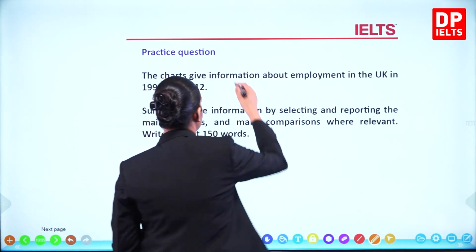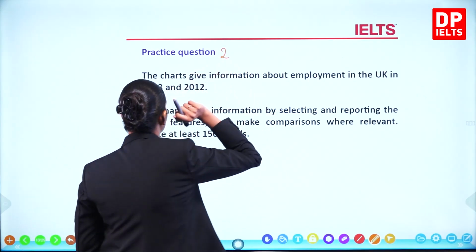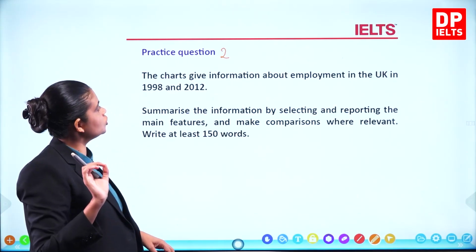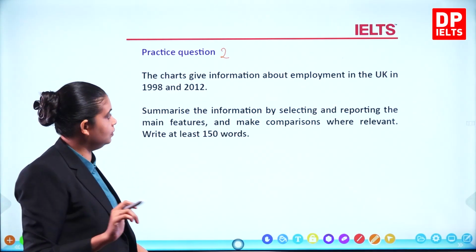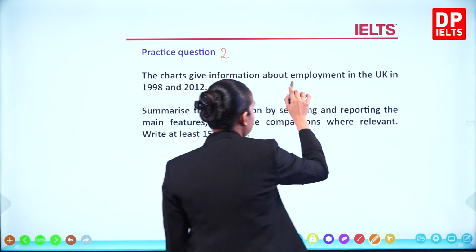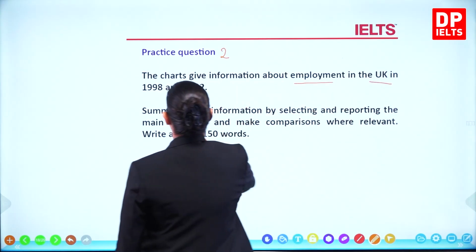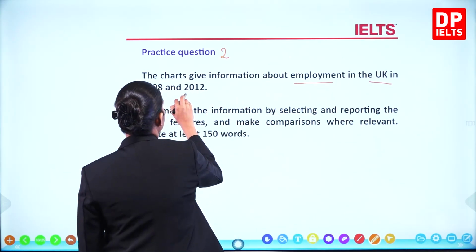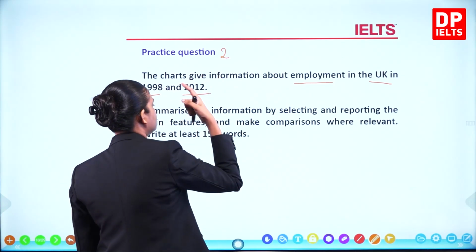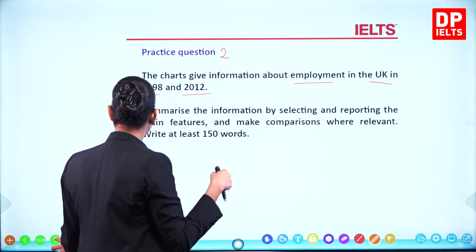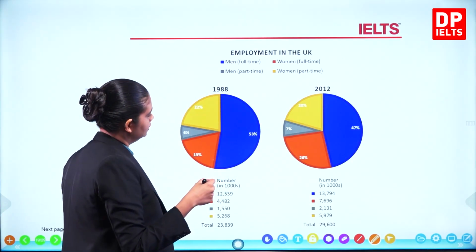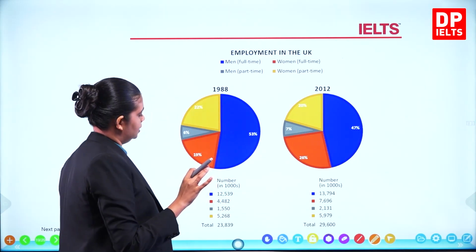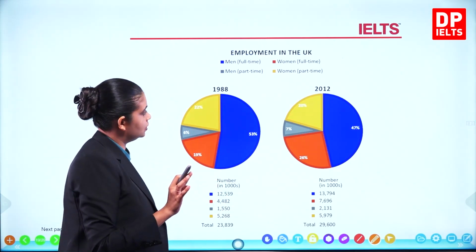So let's put this down as practice question 2, right? The charts give information about employment in the UK in 1998 and 2012. This is in the past. Now here, employment numbers, okay?